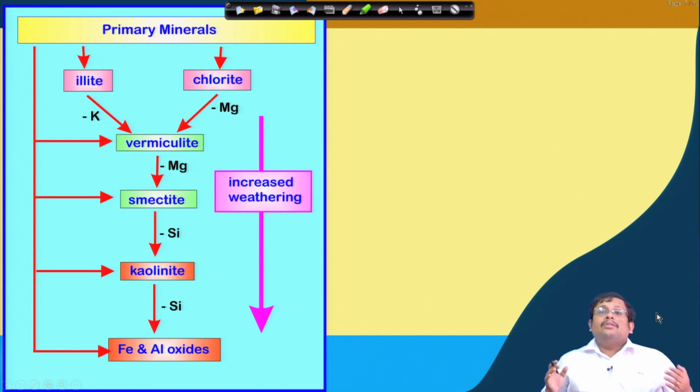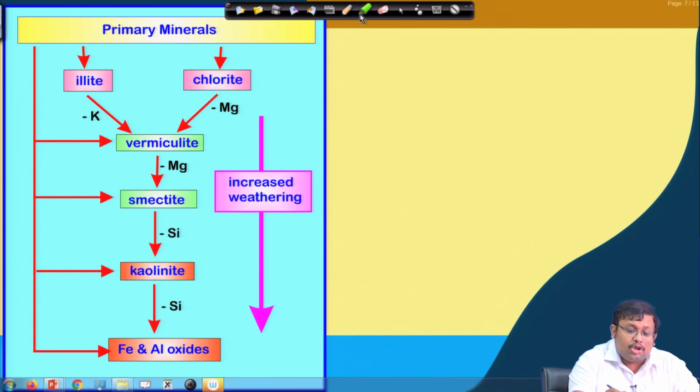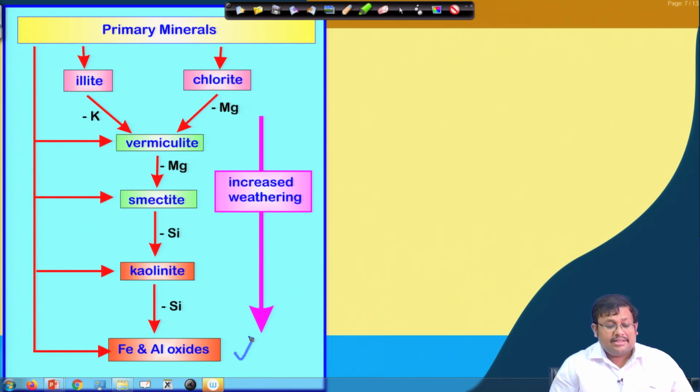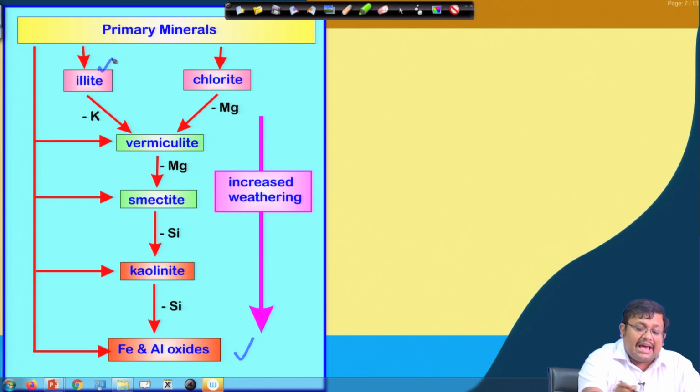So, if we want to see how one clay mineral develops or converts into another type of clay mineral, we have to see this diagram. This diagram shows how the primary mineral ultimately goes to the iron and aluminum oxide, which is the highest form of degradation, or the highest chemical weathering product. So, the primary minerals first develop into illite and then chlorite, and then by removing the potassium from the interlayer space of the illite, it develops into vermiculite.